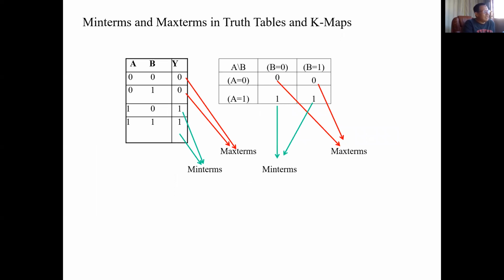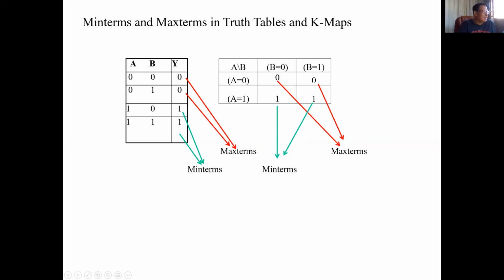So let's look at the min terms and max terms in the truth table. Max terms in a truth table are those that evaluate to 0. Do you follow? Min terms are those that evaluate to 1. Can you see that? And in a K-map, those squares on the grid that result to 0 are the max terms. The squares that result to 1 are the min terms.